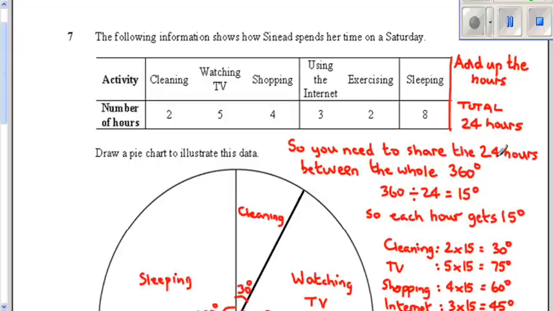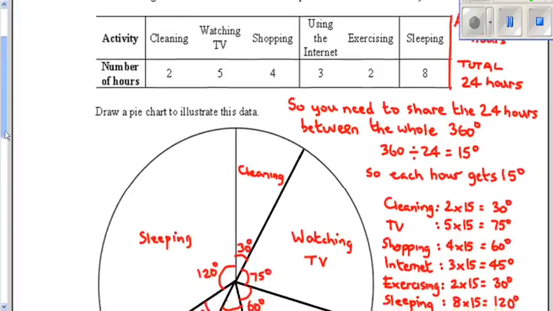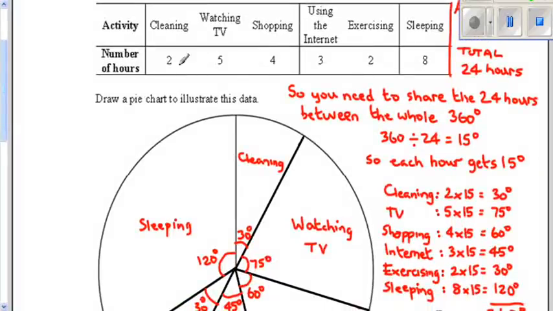So we're going to share the 24 hours between the whole 360 degrees in the circle of the pie chart. So the first thing we need to work out is 360 divided by 24, and that gives us 15 degrees. So each one of the hours in our table is going to get 15 degrees. So let's see then, how does that work out for each activity? The first activity is cleaning. It was 2 hours, but each hour gets 15 degrees, so 2 multiplied by 15 is 30 degrees.